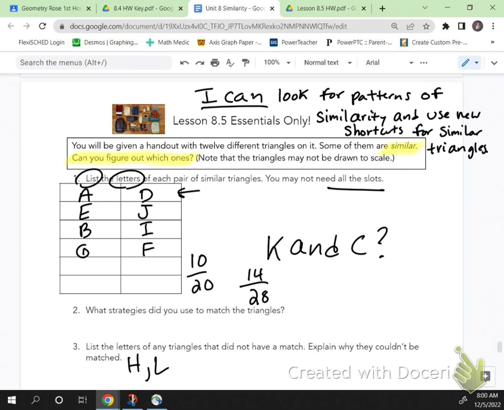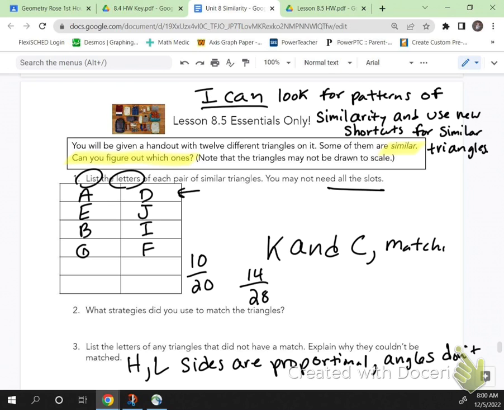H and L, they look proportional. So the sides are proportional. But look at H. It's got acute angles. And look at L. It's got one obtuse angle. So the angles don't match for H and L. How about K and C? They've got a matching angle, but do they have congruent sides or proportional sides? They've got one matching angle. Just one. Not proportional at all.